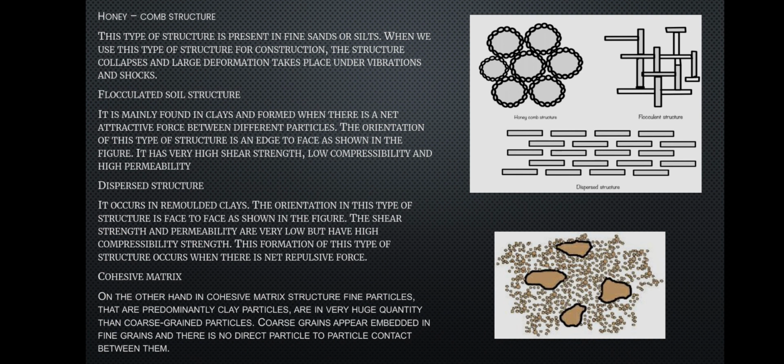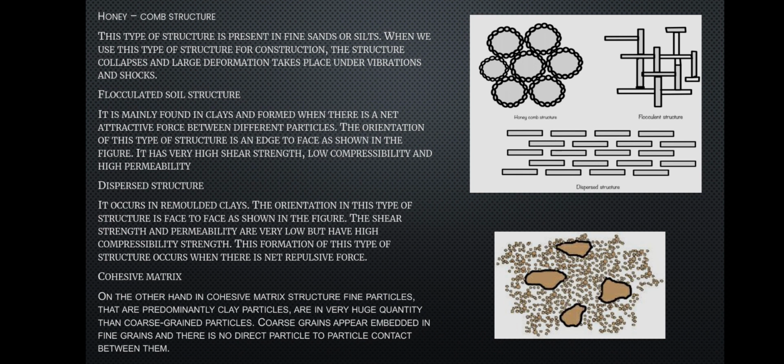Third one is dispersed structure. It occurs in remolded clays. The orientation in this type of structure is face to face as shown in the figure. The shear strength and permeability are very low but it has high compressibility. The formation of this type of structure occurs when there is a net repulsive force.